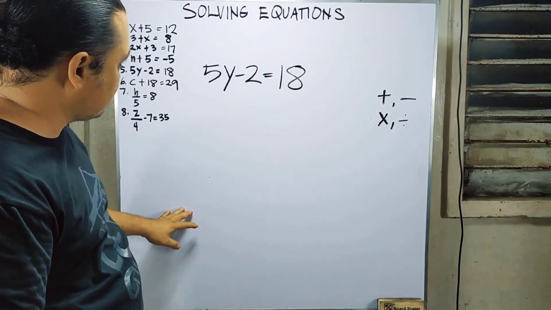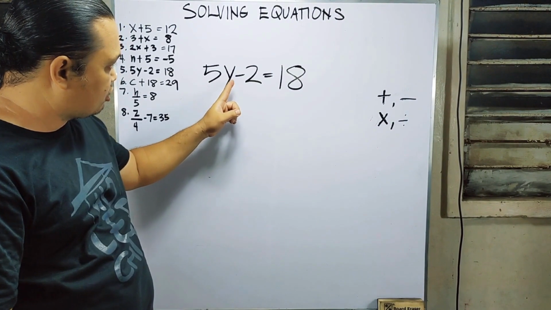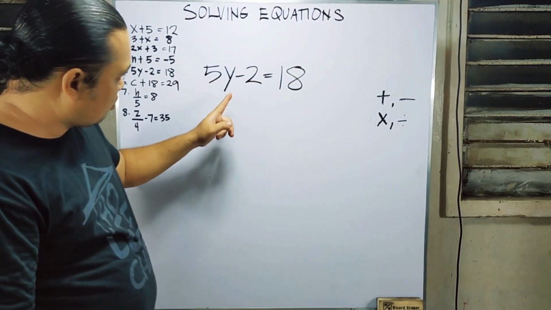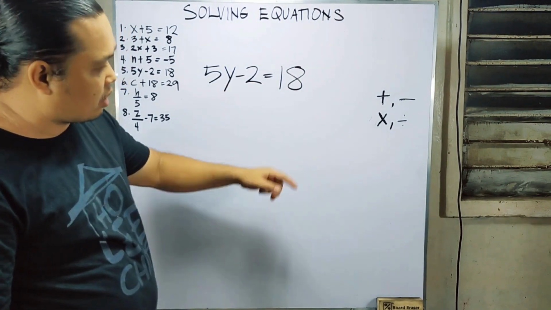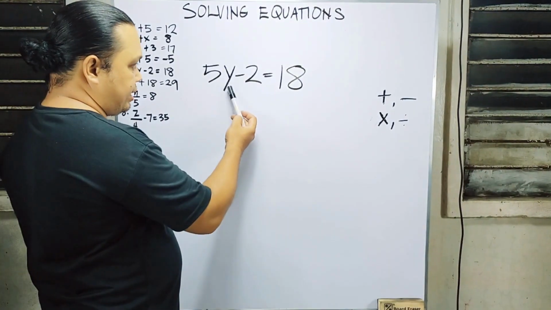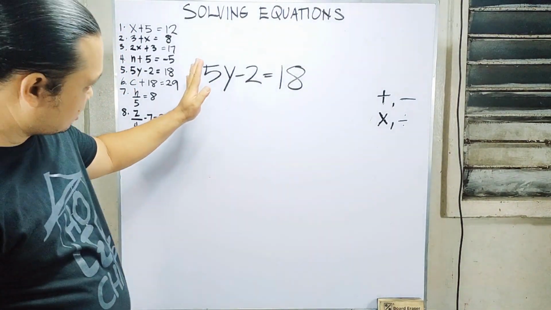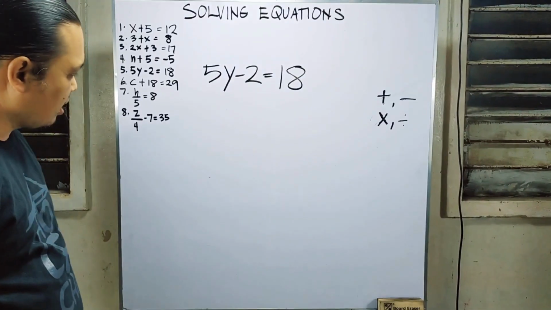Okay, for our next example, we have 5y minus 2 is equal to 18. 2 for our constant, y for our variable, 18 for our answer. Okay, now we are looking for y here, our variable. Now to answer this, let's get rid of all the constants.